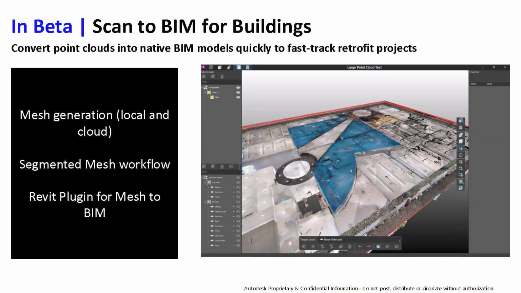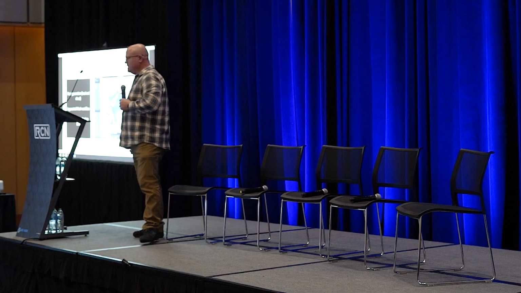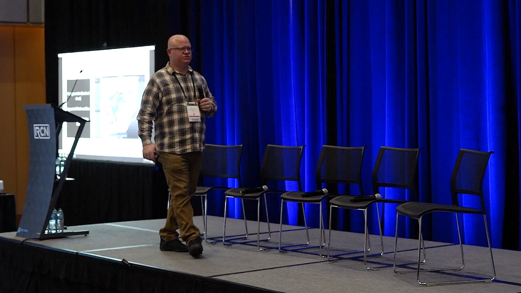In beta, I talked about Scan-to-BIM for buildings. This is, again, the mesh generation. It is local and it is in the cloud. If you are going to use the mesh generator for a building, you're going to want to do it on your local machine. It does it very quickly. I did it for that 3/4 of a mile of road, and it did it in 15 minutes. It created a mesh on my local machine in 15 minutes.